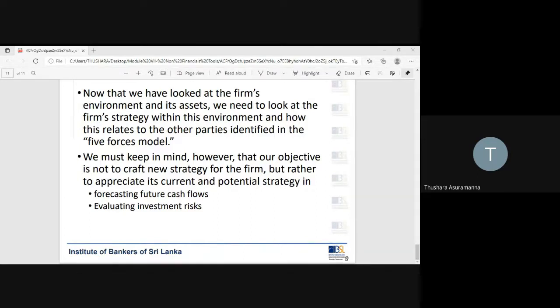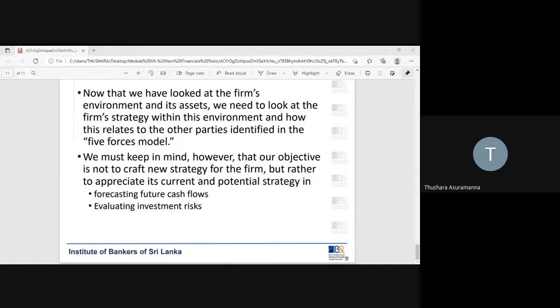Before moving to that, we will sum up. This is again about the importance of the Porter's 5 forces model. Now we have looked at the environment and its assets. We need to look at the firm strategy within the environment and how this relates to other parties identified in the 5 forces model. We must keep in mind, however, that our objective is not to craft a new strategy for the firm, but rather to appreciate its current and potential strategy in forecasting future cash flows and evaluating investment risk.